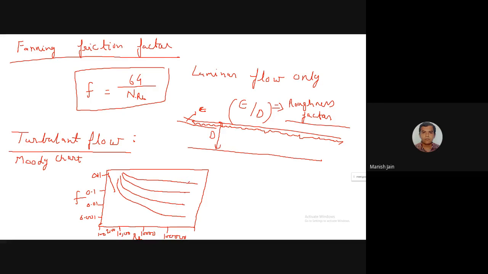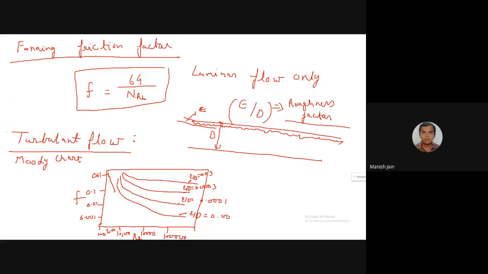Suppose this represents xi by D equal to 0.03. This represents xi by D equal to 0.0003. This represents xi by D equal to 0.0001. This represents xi by D almost equal to 0, meaning smooth pipes or tubes. In this way you have more than 10 or 15 lines, depending on how big a graph you are using. The more lines you have, the more accurate the results you can predict.